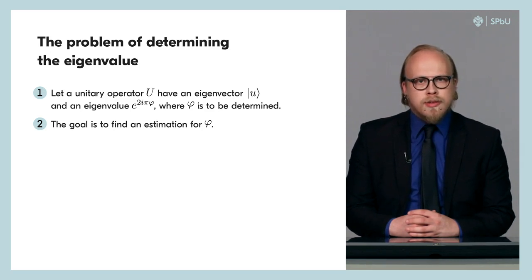Consider the problem statement. Suppose we have a unitary operator U with its eigenstate |u⟩. Since the operator is unitary and does not change the normalization of the state vector, the eigenvalues of such an operator can be represented as a complex exponent e^{2πiφ}, with argument 2πi multiplied by some phase φ, where i is the imaginary unit. Thus, each eigenvalue of the operator U is determined only by the phase φ, and we want to find that phase using the following procedure.